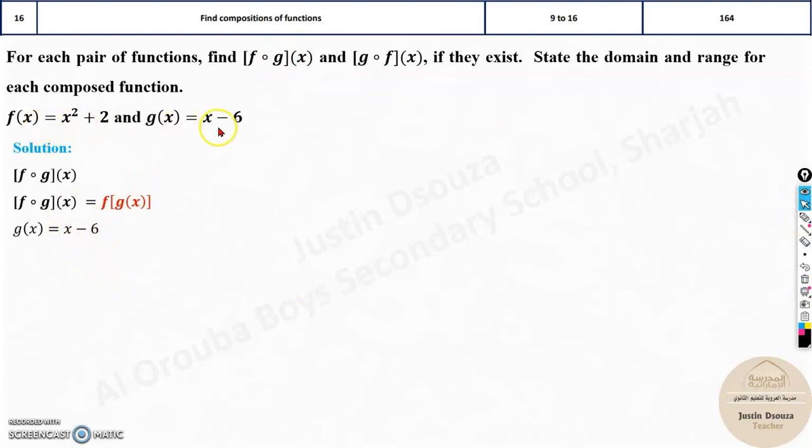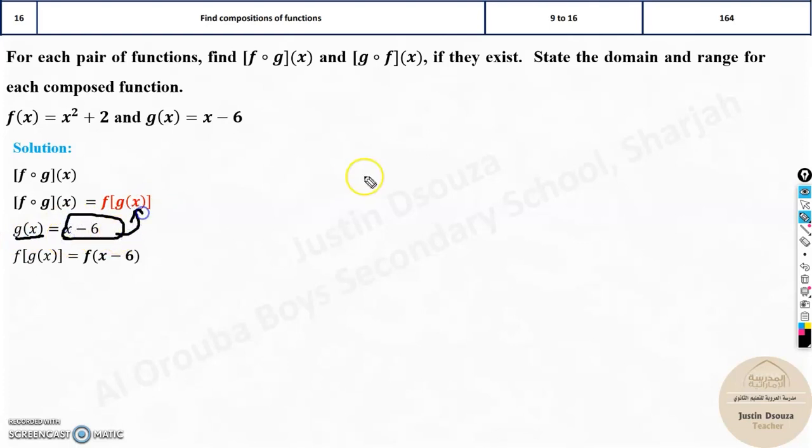G of x is given as what? X minus 6, right? That means f of g of x means what? All you need to do is, instead of g of x, write the function of g of x. Are you getting it? Now, basically what we are doing, f of g of x is there. Now, you need to know what is the g of x value. It is x minus 6.